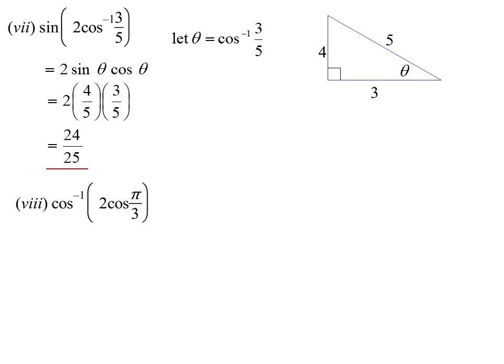The other way around, inverse cos of 2 cos pi on 3. Wow, fortunately they gave me a nice number. I can actually work out what the cos of pi on 3 is. So I get 2 times a half. It's really just asking me what's the inverse cos of 1. That's 0.